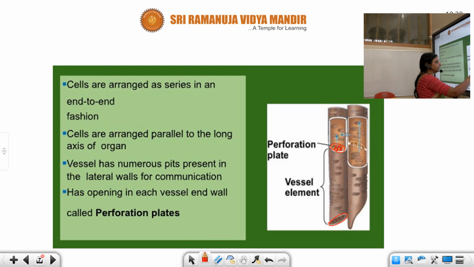See, a vessel has numerous pits present in the lateral walls for communication. Vessels also have pores, hole-like structures on their lateral walls, on the side walls, for communication, for the flow of water. It has openings in each vessel, at the end walls.